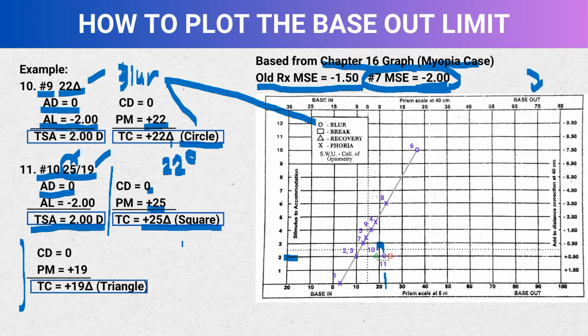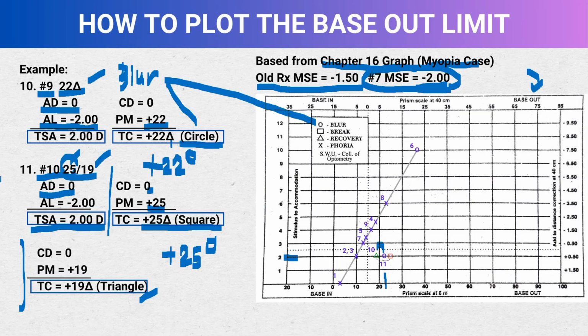Okay? So you can also write it like this, 25 square. And don't forget the plus sign there. Don't forget. And then for the recovery, we have the PM of plus 19, indicated with the triangle. So depende ra gid na ninyo kung saan na ninyo pagsuwat. Basta kay sakto lang inyong answer.